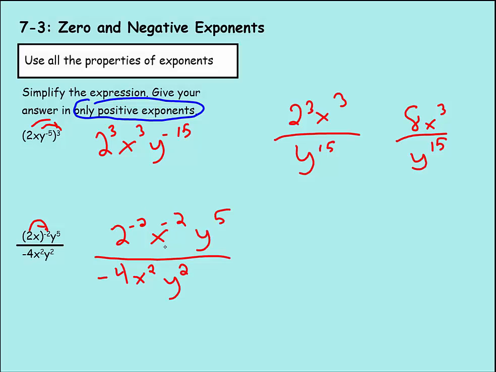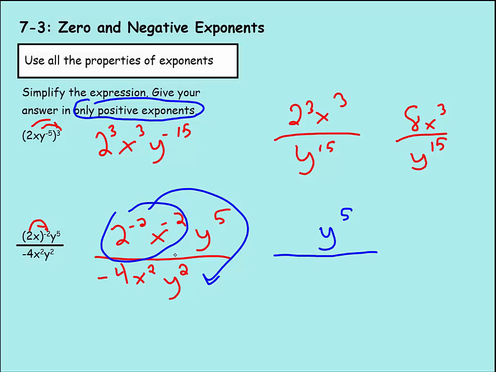So let's move these negative exponent ones down to the bottom by doing their reciprocals. So we'll take this and we'll move it down here. So let's rewrite this problem. We have only y to the fifth on top now, and we have just what we had before, negative 4x squared. We have y squared, and now we have 2 to the positive second, then times x to the positive second.